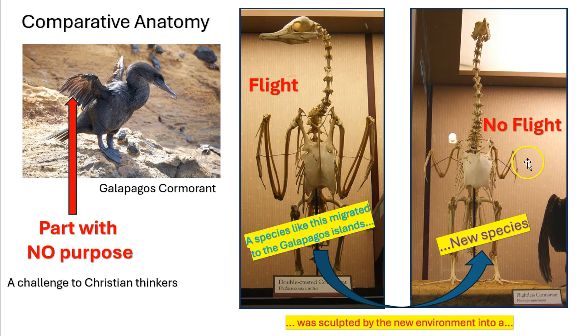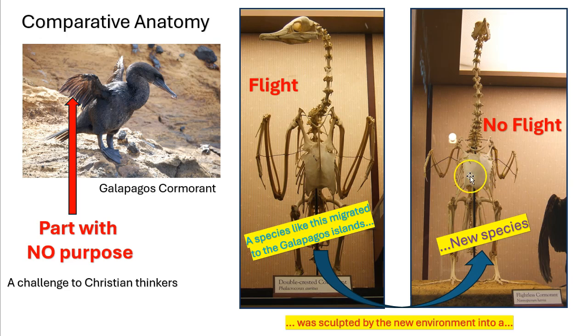Here we can compare the skeletons of a cormorant species with the power of flight, and here's the Galapagos species on the right. First, the one on the left. Look how big those wing bones are. So this is a powerful flyer, and the keel here, this is a ridge of bone to attach large flight muscles. We can see that is absent in the Galapagos species, and the Galapagos wing bones are just much smaller. So the Galapagos species has lost the power of flight.